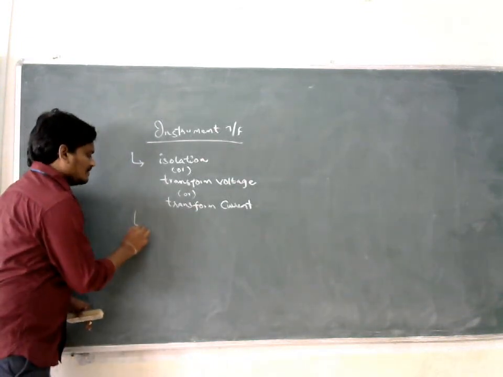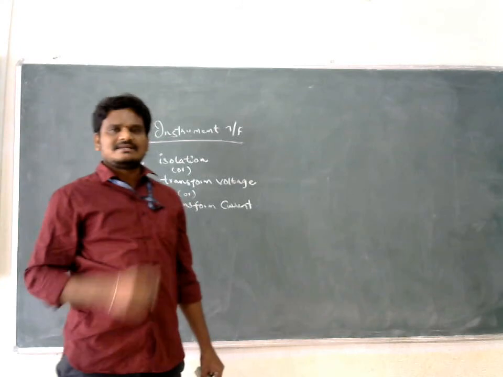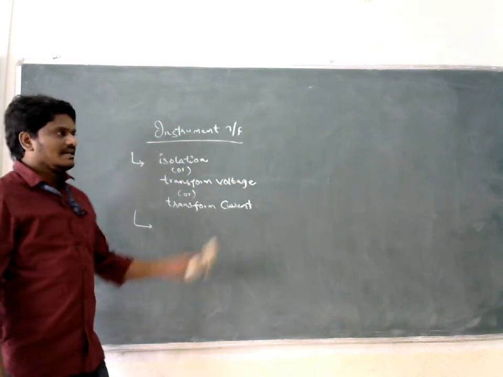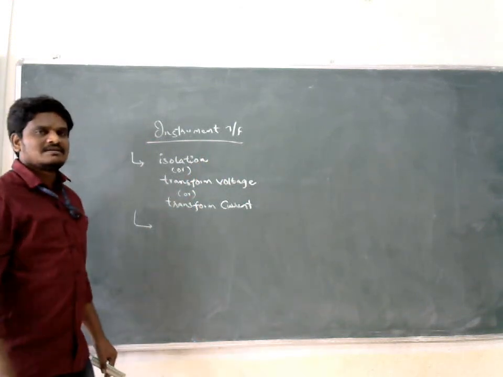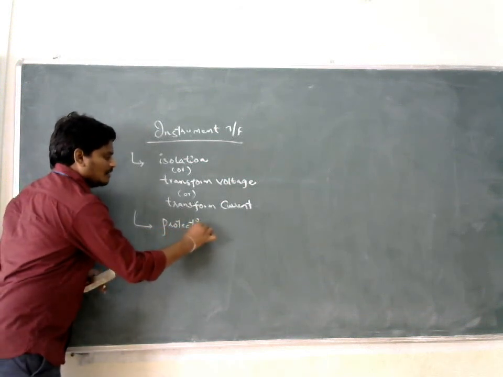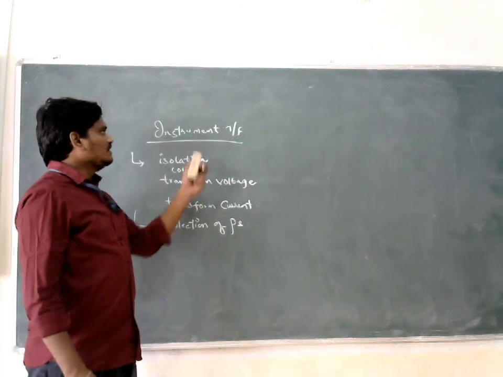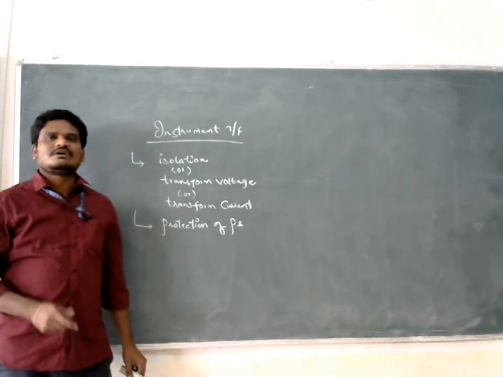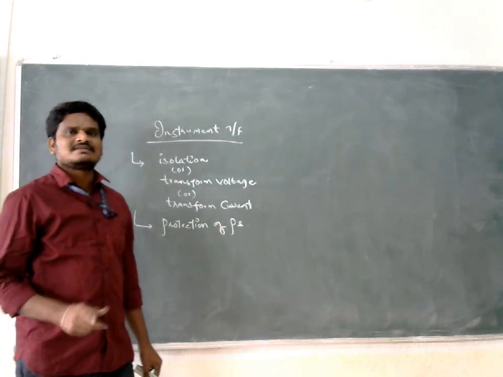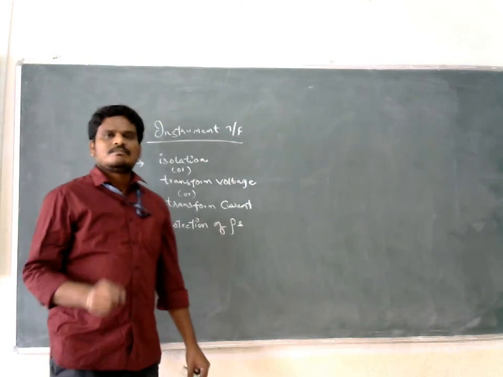And the next function of instrument transformer is it can be used along with the protective devices like relays. It can be used along with the protective devices for the protection of power system. So, instrument transformer in conjunction with the protection devices can be used for the protection of a power system.